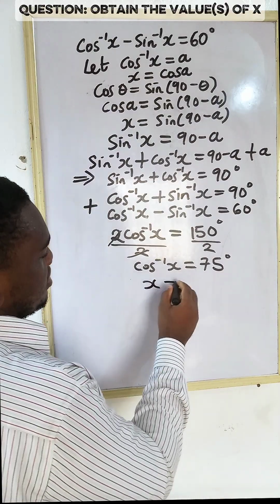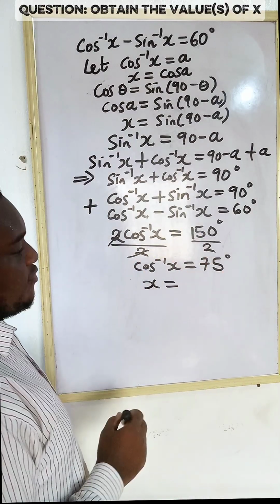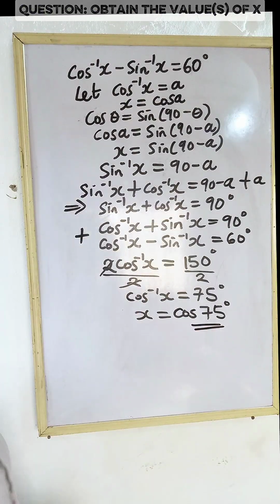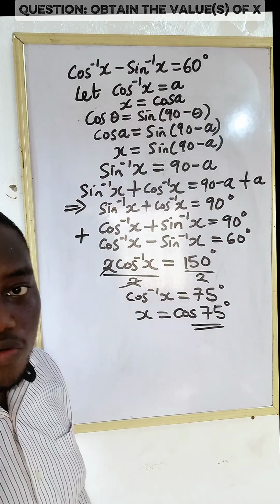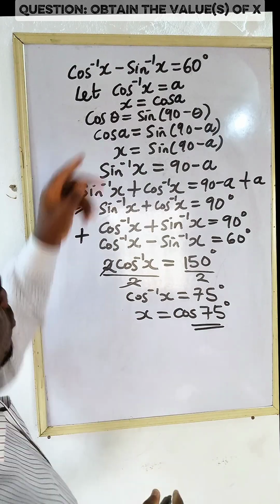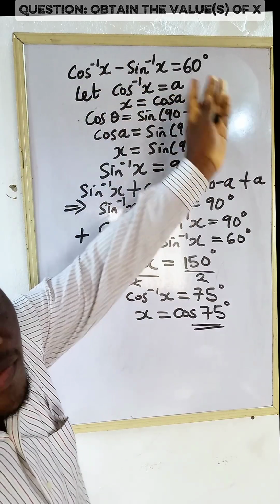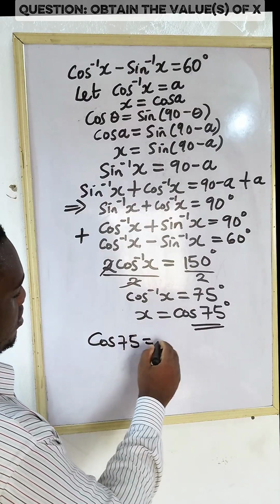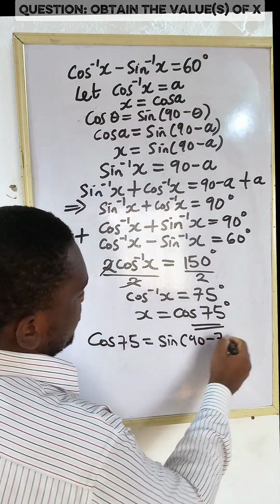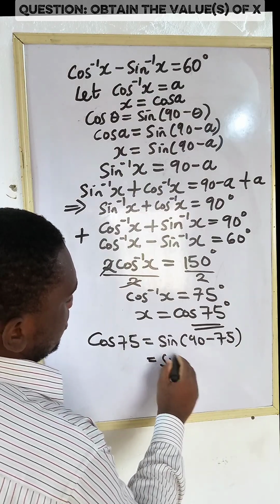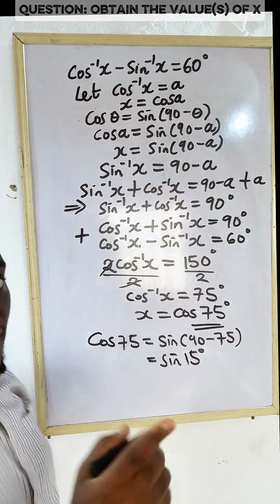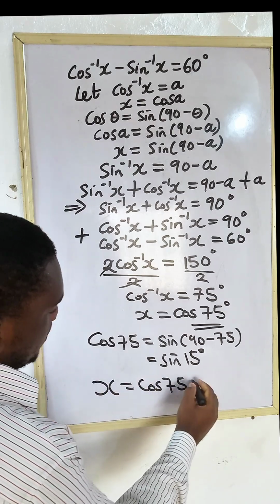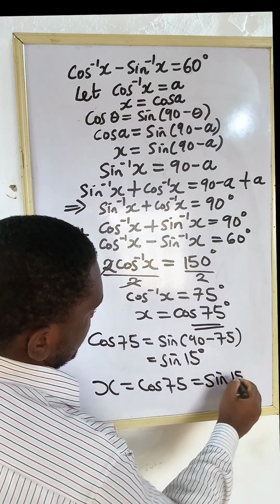And x can just be equal to the cosine of this value. x is equal to cos 75. So this gives me a value for x, but not the only value. Now, I know that cos theta should be equal to sine of 90 minus theta. So it means I can also say cos 75 equals sine of 90 minus 75, and this is also sine 15 degrees. So I can conclude by saying my x is equal to cos 75, which is equal to sine 15 degrees.